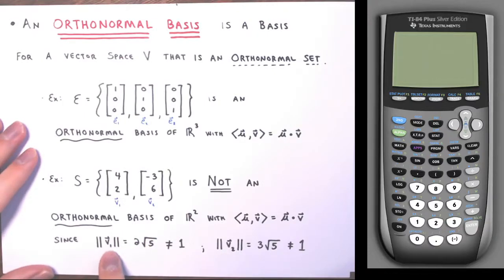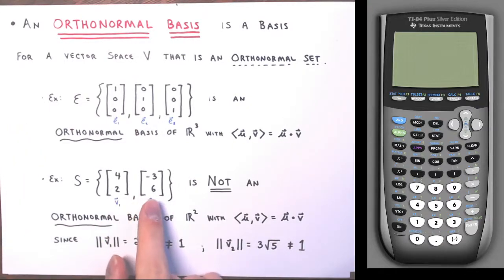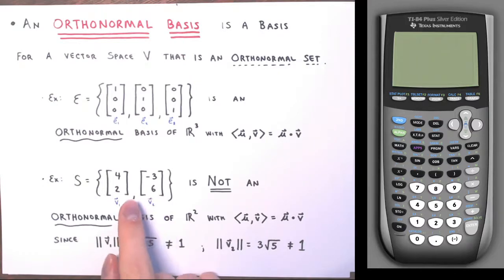And then, therefore, the norm of the first vector, which I'm calling V1, would be the square root of 20, or 2 times the square root of 5. That's not 1. Right? So right away I'm saying, okay, sure, this is an orthogonal basis for R2 under the dot product. But because I have found a vector that's not a unit vector, its norm is not 1, this set is not an orthonormal set, so it can't be an orthonormal basis for R2 under the dot product.